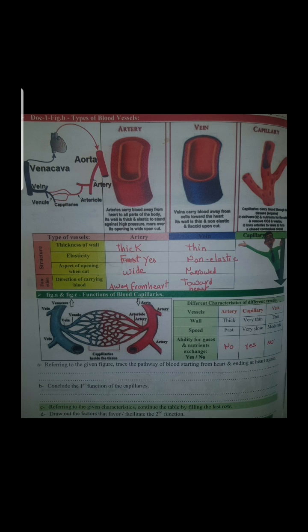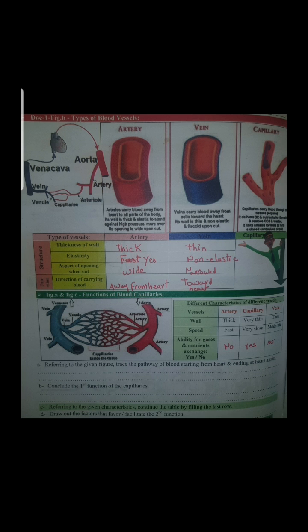I gave you two examples of the veins: the pulmonary veins, which carry the oxygenated blood from the lungs to the heart, and the superior vena cava and the inferior vena cava, which carry the blood back to the heart. So the second type of blood vessels is the vein. The veins are thin, non-elastic, narrow, not wide, and they carry the blood toward the heart.